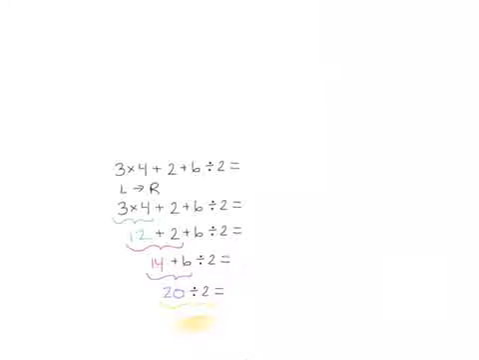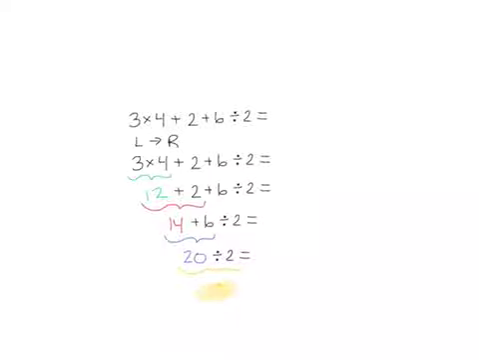Okay, so let's just do a couple practice problems and look to see if order really does matter. So here we go. We have a problem: 3 times 4 plus 2 plus 6 divided by 2. Let's just solve it from left to right. That would not be the right way to do it, but let's do it to see if we get the right or the wrong answer. Going from left to right, 3 times 4 is 12. Then 12 plus 2 is 14. Then 14 plus 6 is 20. And 20 divided by 2 would be 10. So going from left to right, we get an answer of 10.